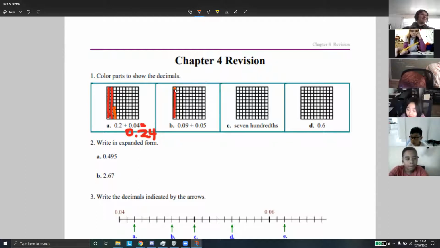And we have 5 hundredths there for a second color. Great. So that's our orange.